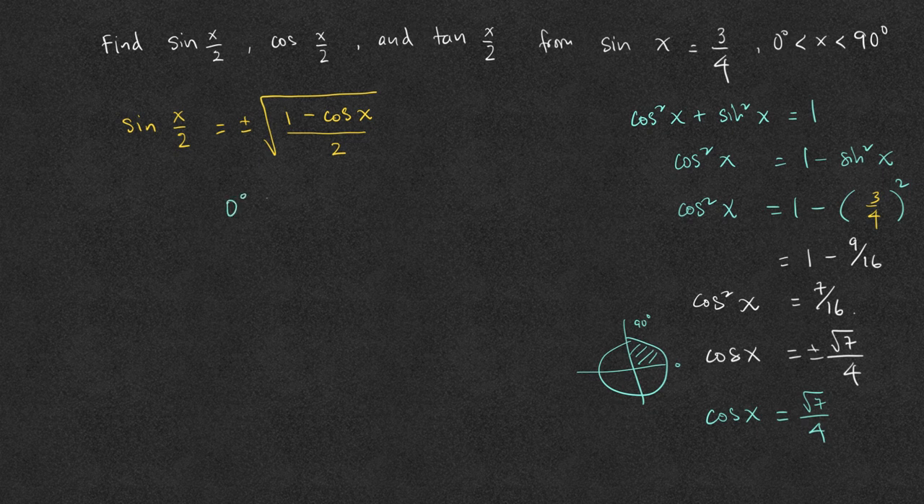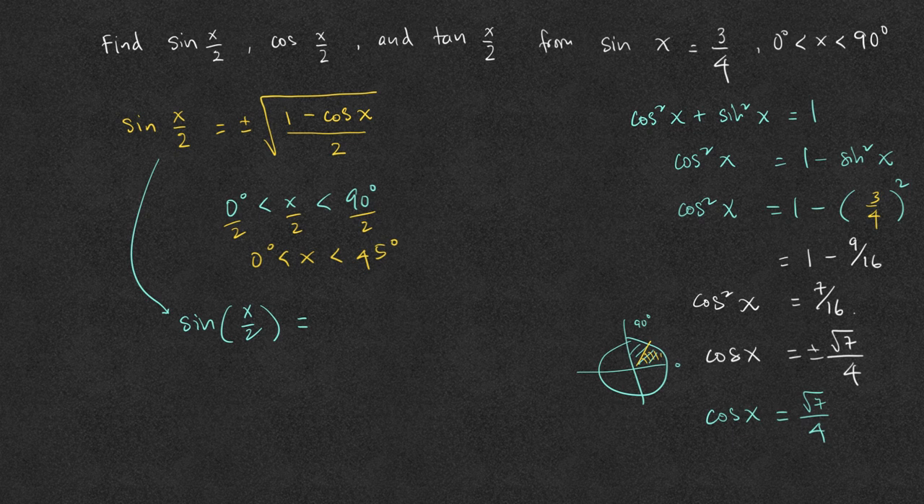Also, if x is between 0 degrees and 90 degrees, then x over 2 has to be between half of 0 and half of 90, or between 0 and 45 degrees, which is the first half of the first quadrant. Sine of x over 2 is therefore positive because x over 2 is still in the first quadrant, and in the first quadrant sine is positive. So we have sine of x over 2 equals positive, no need to write plus or minus, the square root of 1 minus cosine of x, where cosine of x is root 7 over 4, over 2. We found it earlier.